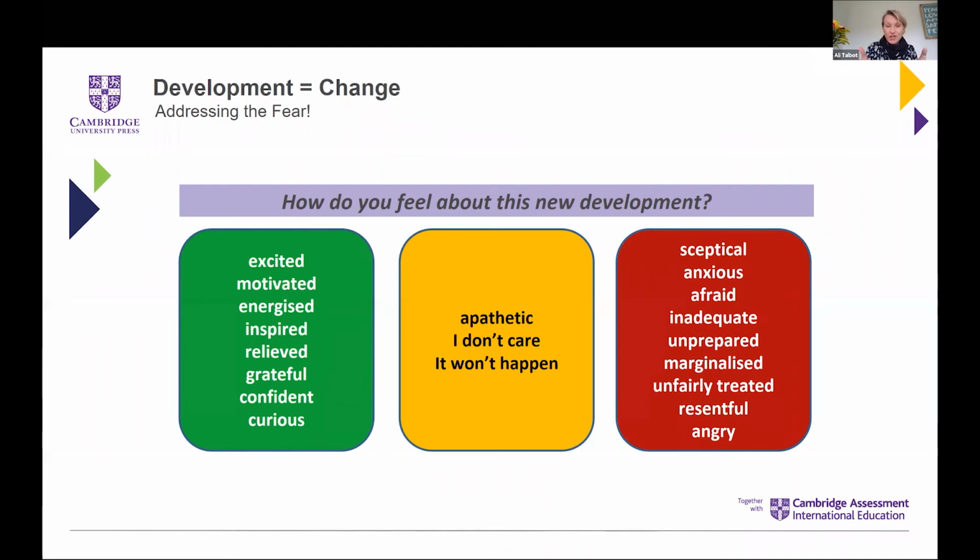So I've shown this slide to teachers before and said, okay, so how do you feel? You know, do you not care? It's not going to happen. Haha, this is never going to happen. Are you scared? Are you excited? How do you feel and why? How can you move around that little spectrum?